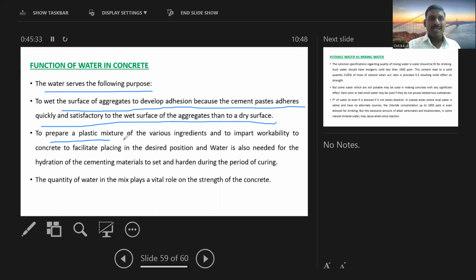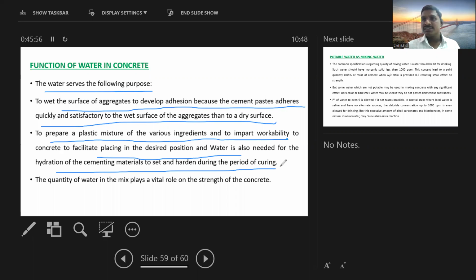the prepare the plastic mixture of these various ingredients and impart workability to concrete, facilitate the placing into the desired position. Water is also needed for the hydration of cementing material to set and harden during the period of curing.